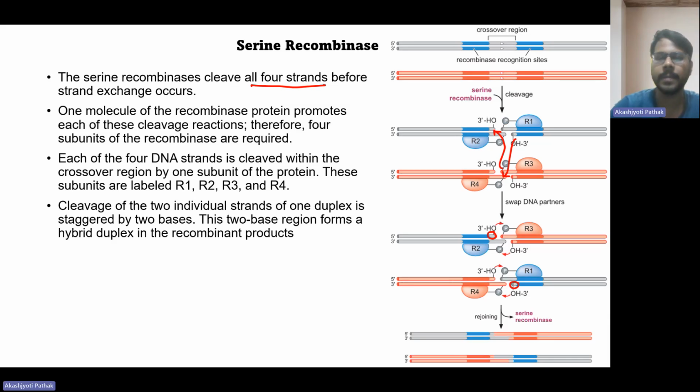So you have to keep in mind that this serine recombinase, what it does, it creates four breaks. So four cleavages are taking place in both the DNA molecules, in both the homologous chromosomes. Okay, so there are four strands, and then subsequently strand exchange will occur.